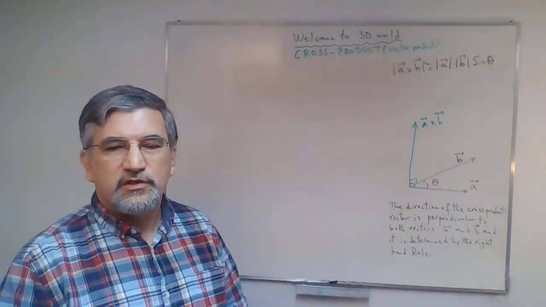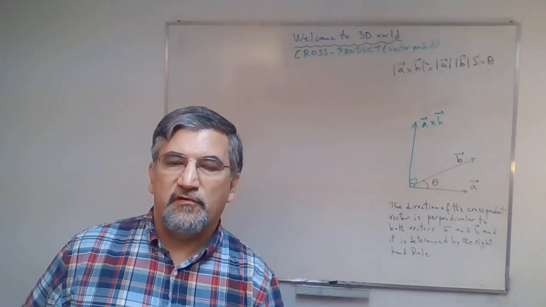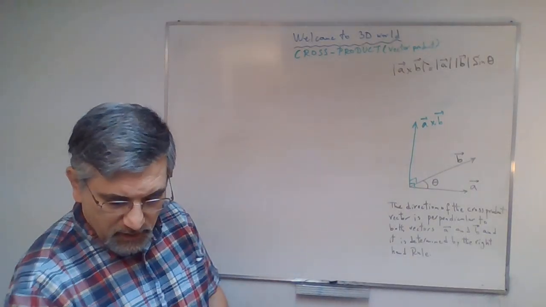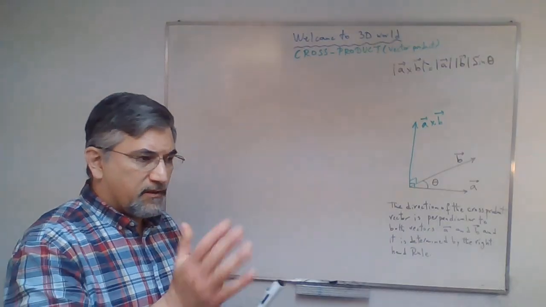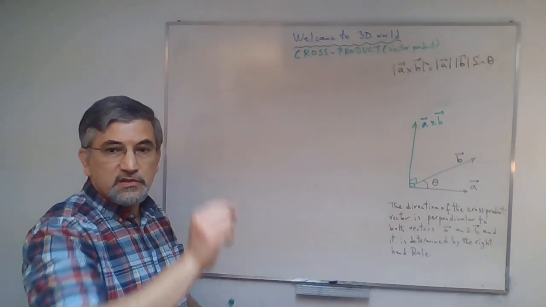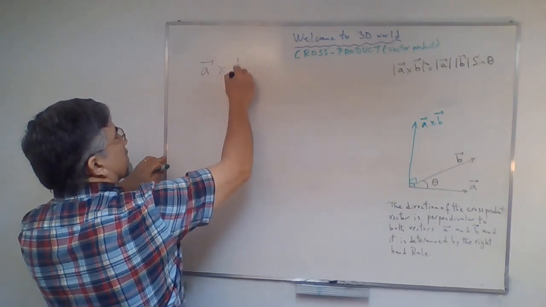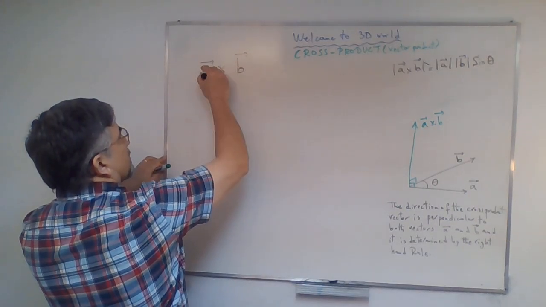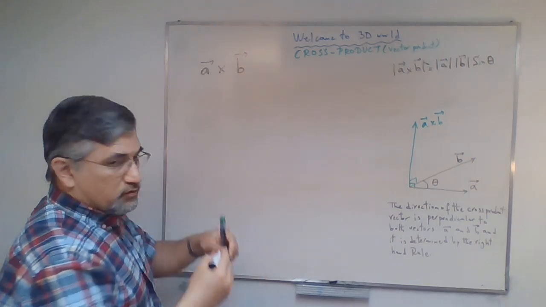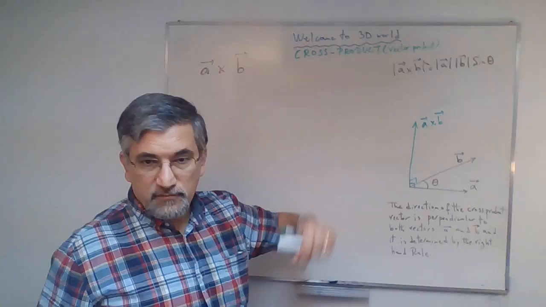Hello everyone. After we learned about dot product, now we want to learn about another type of multiplication of vectors. This one is called cross product. And in order to distinguish it from the dot product, we don't use the dot symbol for the multiplication. So we say A cross B. That is the notation we always use for the cross product of two vectors, okay? Another name for cross product is vector product, okay?